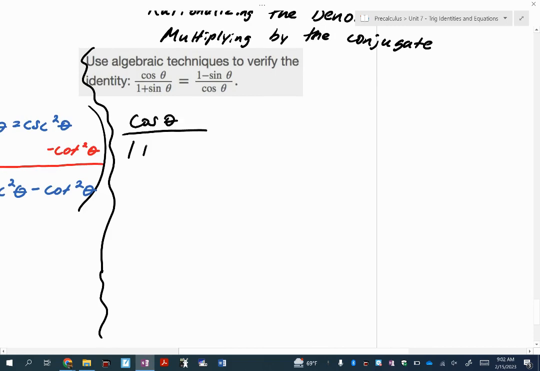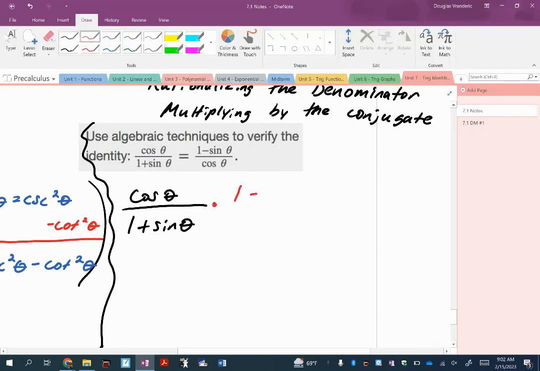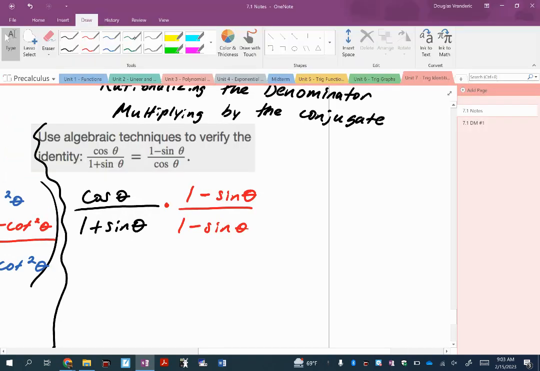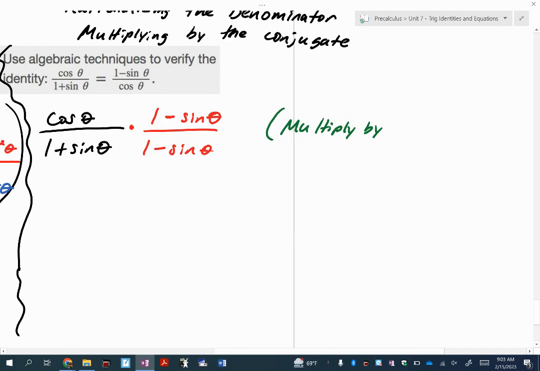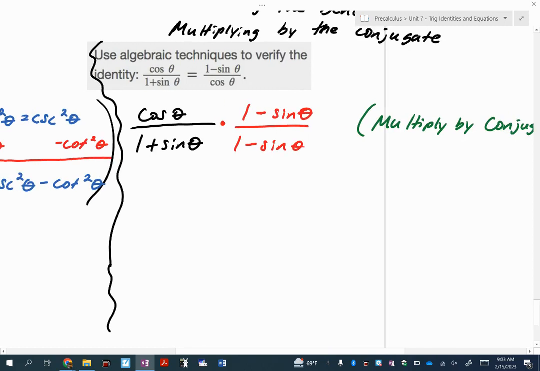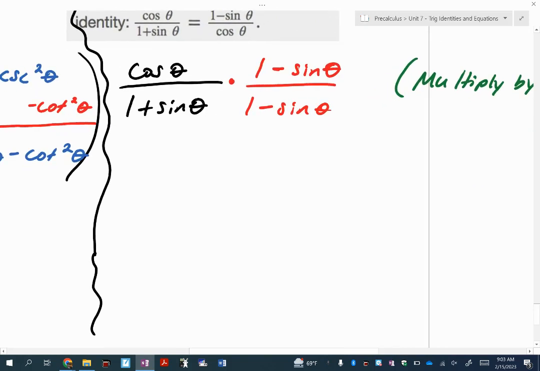All right, and what I'm going to do is I'm going to multiply the left side times 1 minus sine of theta over 1 minus sine of theta. So this is, I'll write it to the side here. My brain is thinking multiply by the conjugate. So you'll notice I just copied it down, but I made the sign in the middle the opposite. So by doing that, the numerator is just going to be those two things multiplied together. But you'll notice I'm not actually distributing them.